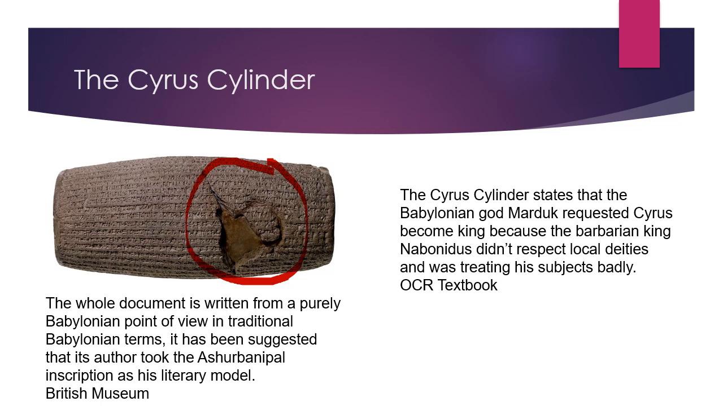As this evidence now belongs to the British Museum, I think it was useful to go onto the website to see what the curator says. So they've written that the whole document is written from a purely Babylonian point of view in traditional Babylonian terms. It's been suggested that its author took the Ashurbanipal inscription as his literary model, Ashurbanipal being a great Assyrian king who were the people who ruled Iran before the Achaemenids.